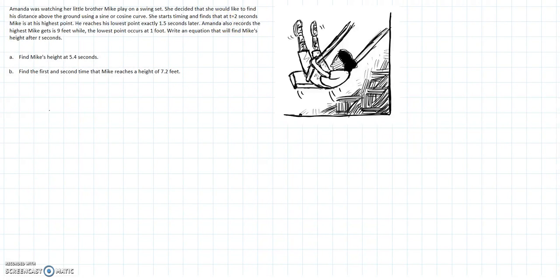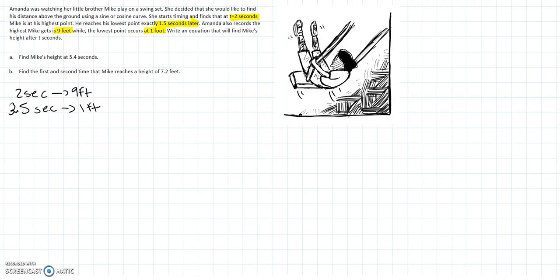So from here, we could start highlighting the most important information. We see that at 2 seconds, Mike reaches his highest point, which is 9 feet, while his lowest point is 1 foot, reached 1.5 seconds later. So we know already that at 2 seconds, Mike reaches his highest point, 9 feet. And his lowest point was reached 1.5 seconds later, which means it is reached at 3.5 seconds, which is 1 foot.